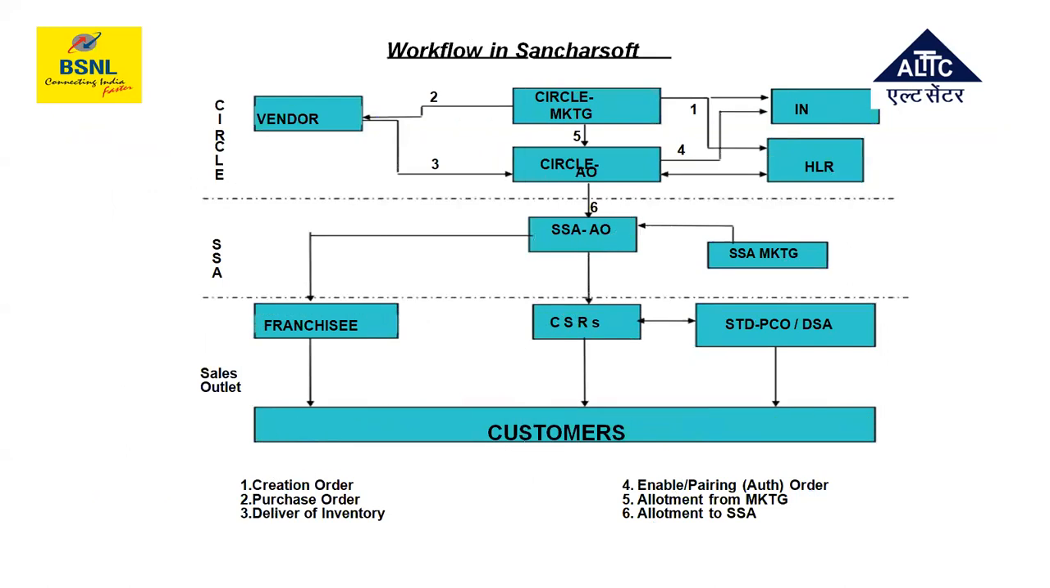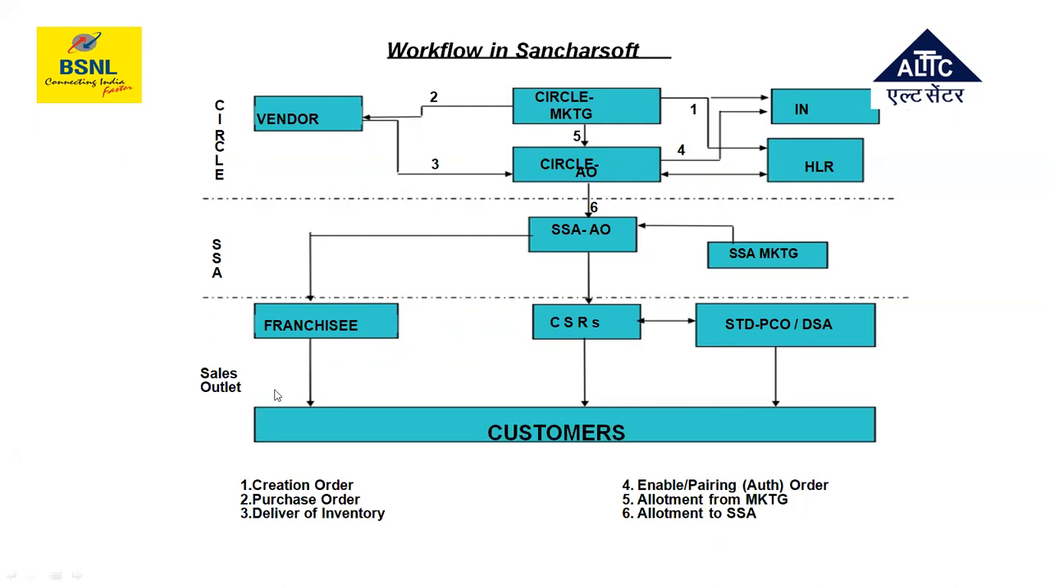This is the workflow of Sanchar Shop. In this diagram, you can see there are three layers: circle level, SSA, and sales outlet. The circle layer has the vendor, circle marketing, and circle office, with IAN or HLR directly and indirectly connected. The second level is the SSA level, where the account officer's server is connected to these circles, and finally the sales outlet and customer.